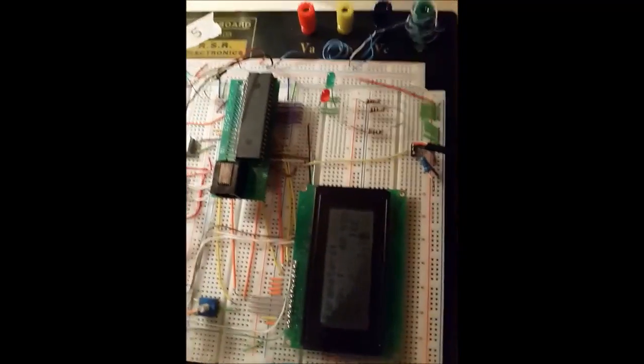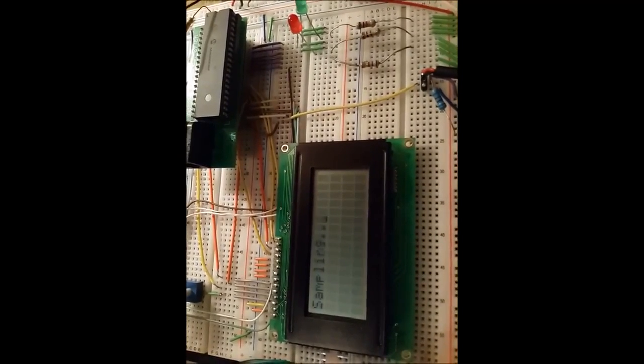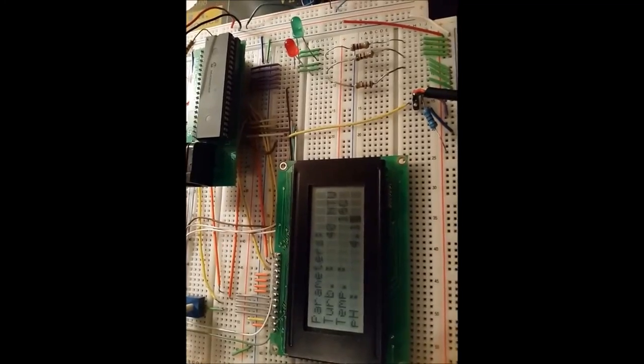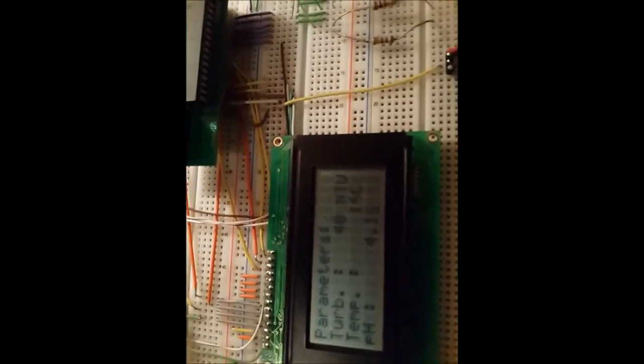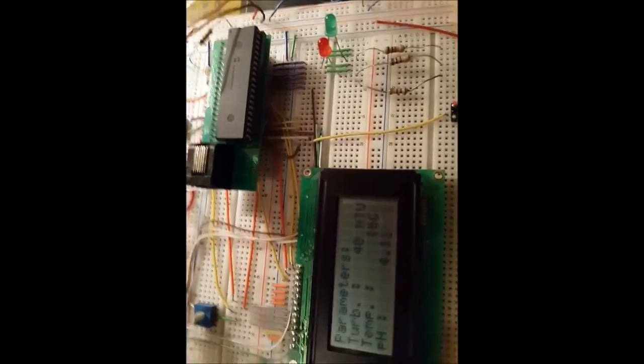So the system just samples the parameters and shows it on the LCD. As you see, it's 40 NTUs, 16 degrees Celsius, and a pH of about 4. And it just continuously does this over and over. See, roughly the same thing.